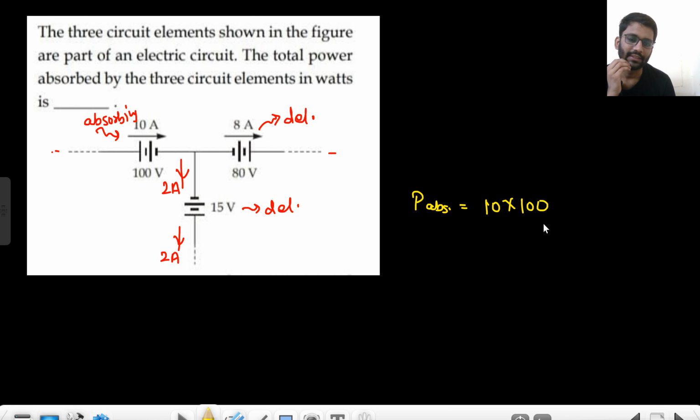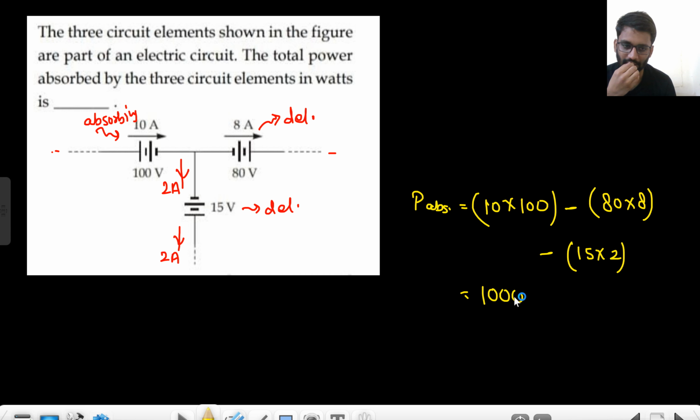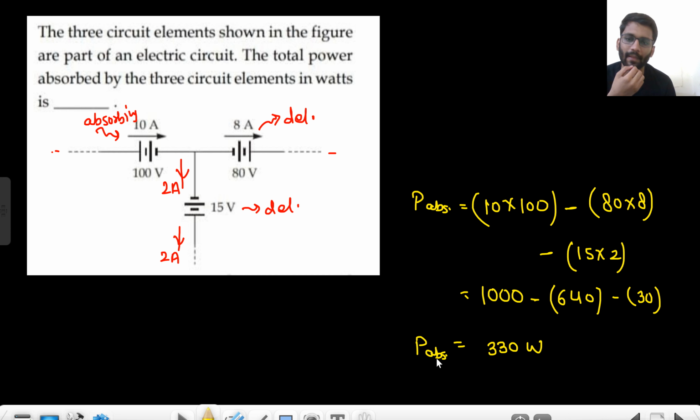This is absorbing power. Now this is delivering power, so I will write it as minus. This is also delivering power, so I will write it as minus. So 1000 minus 640 minus 30, so it will be 330 watt, right? Power absorbed. So they are asking about power absorbed. If they had asked you what is the power delivered, then you would write minus 330 watt.